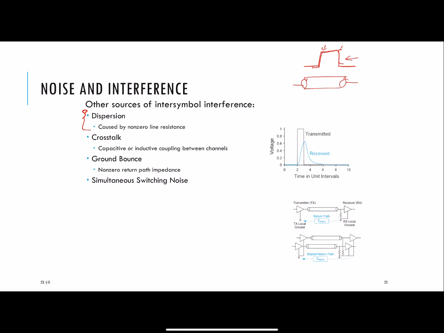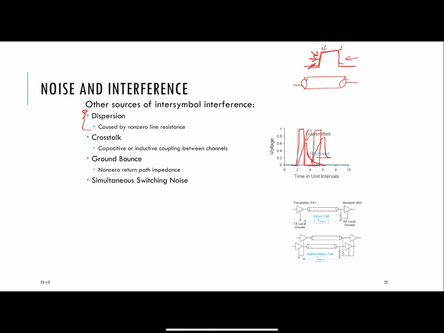Okay? So what happens is you launch a square wave, but because the different frequency parts of that square wave travel a different distance, you end up getting a broadening and a lowering of the height of that bit. And so at the receiver, you'll see this dispersion. And if you launch bit after bit, this bit hasn't quite settled by the time the next one comes along, and so you get, again, intersymbol interference.